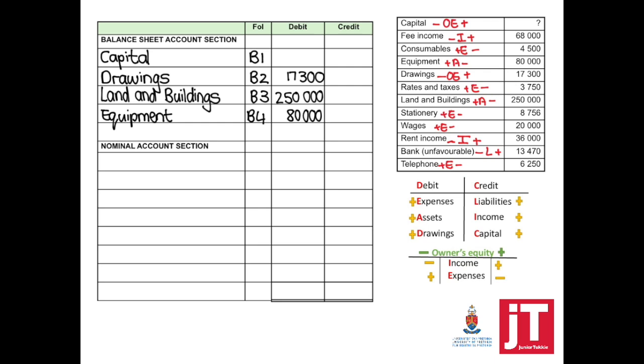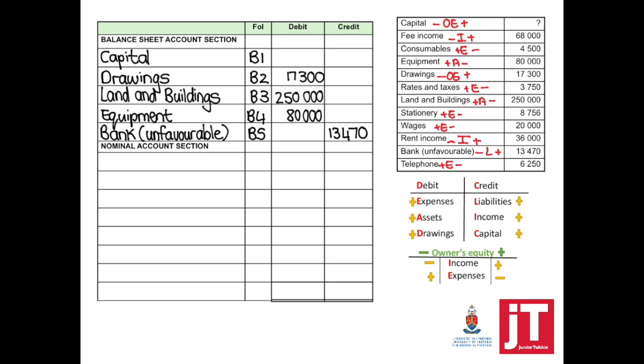Then we said, bank, don't just assume that it is a current asset. It's only if it has a favorable bank balance. Here they specifically said unfavorable. So now we're moving on to our liabilities, and we've got bank, account number B5 on the credit side, 13,470. Now we've done all our balance sheet account section, owner's equity, assets and liabilities.